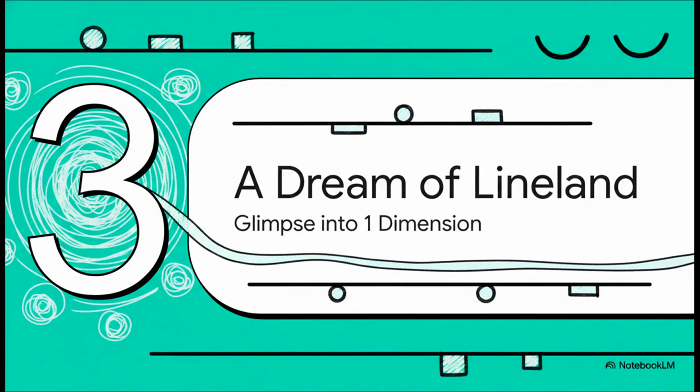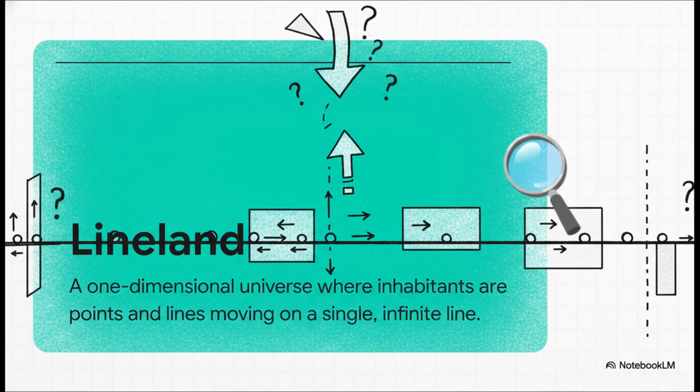All right, so before our square's world gets completely blown apart, something interesting happens. He has this dream, a vision really. He sees a world that's even more limited than his own, and it kind of sets the stage for what's about to happen to him. He dreams of a place called Lineland, and it's exactly what it sounds like. A universe that is just one single endless line. The people there are just points and smaller lines, and all they can do is move back and forth.